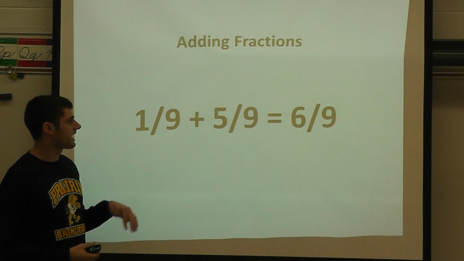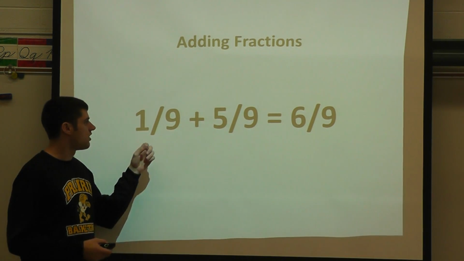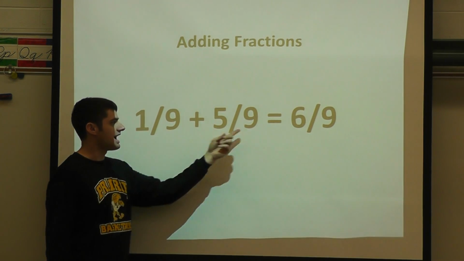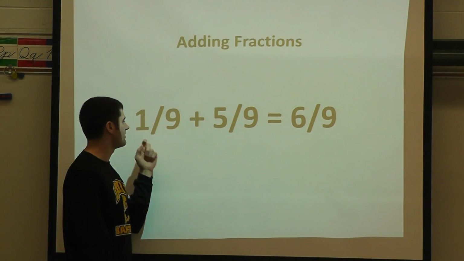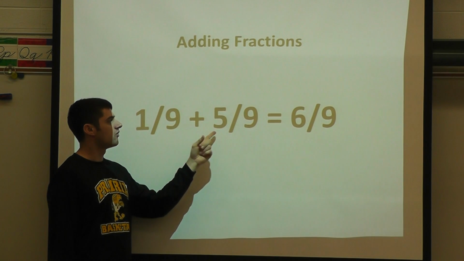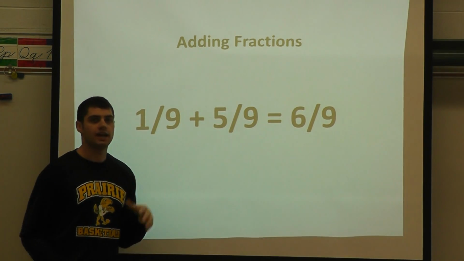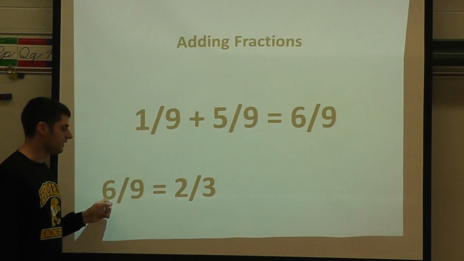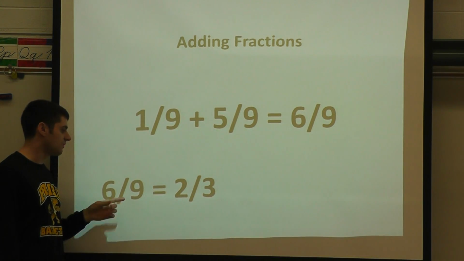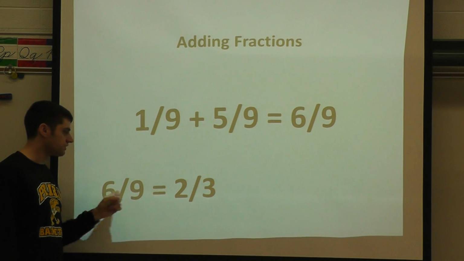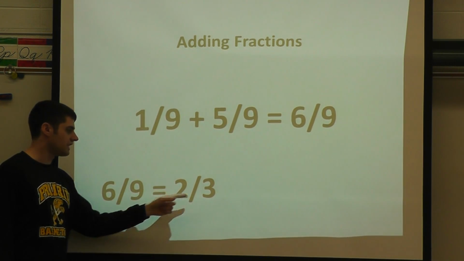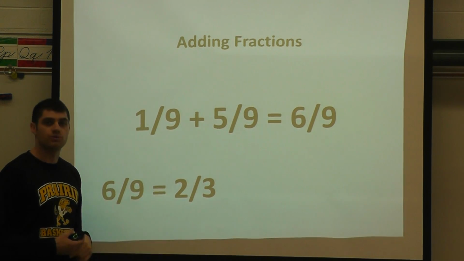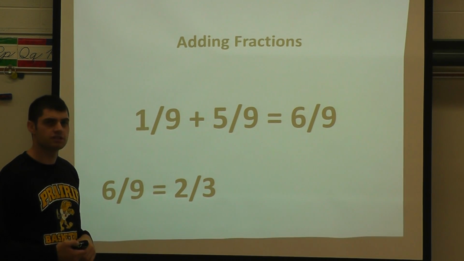When I'm adding these fractions, let's take a look at this first example. 1/9 plus 5/9 would equal 6/9. My denominators, the number on the bottom, stay the same. My numerators I add together, 1 plus 5 equals 6, and I get 6/9. Then I must simplify my fraction. When I look at 6/9, I have to realize that the number 3 goes into both. 3 goes into 6 2 times, 3 goes into 9 3 times, so my final answer for this problem is 2/3. Let's look at a subtraction problem.